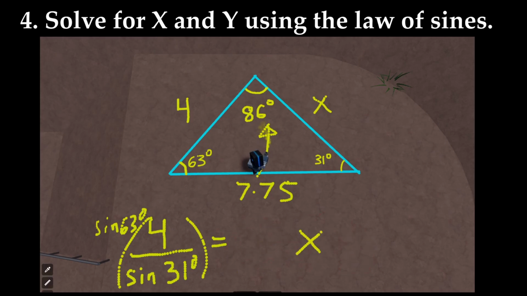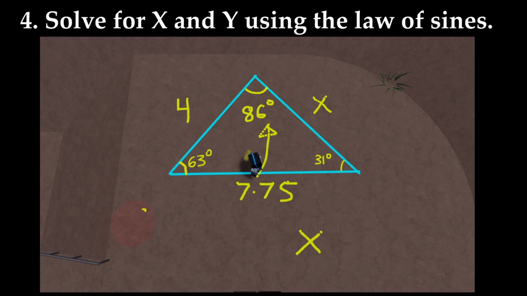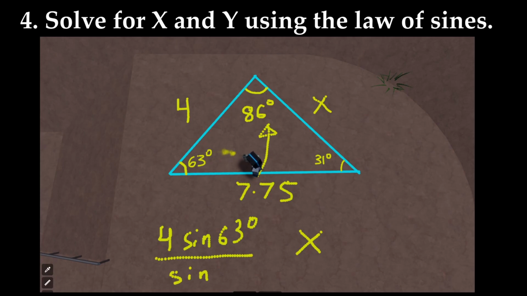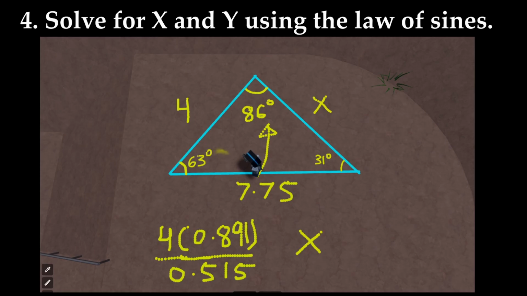And then on the left-hand side, if I rewrite all of this, we're going to have 4 times sine 63 divided by sine 31. And then now you can just do this into a calculator. I'll just make it a bit easier and give you sine 63 and sine 31. So sine 31 is 0.515. Remember, we had that from the previous problem as well. And then if you compute sine 63, that ends up being 0.891. And then now just do 4 times 0.891 and then divide it by 0.515. And then that'll give you what x is.